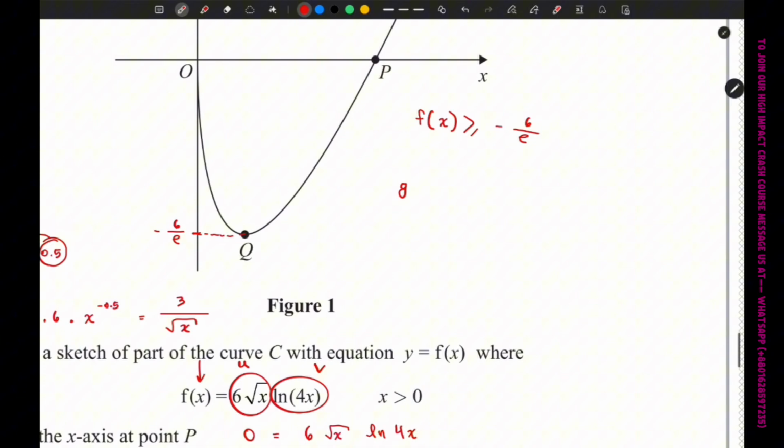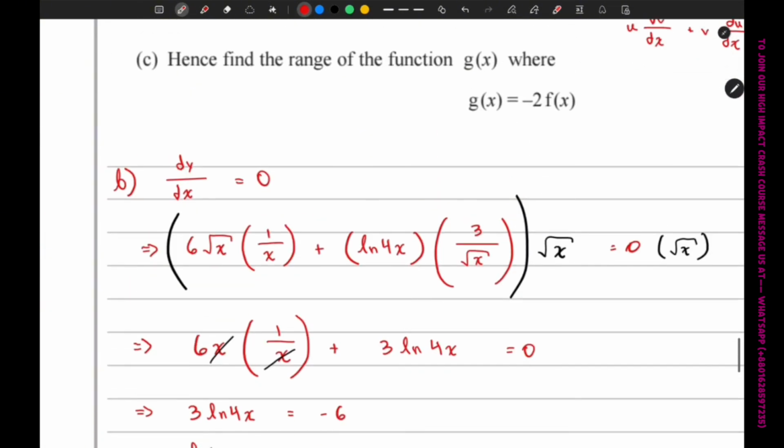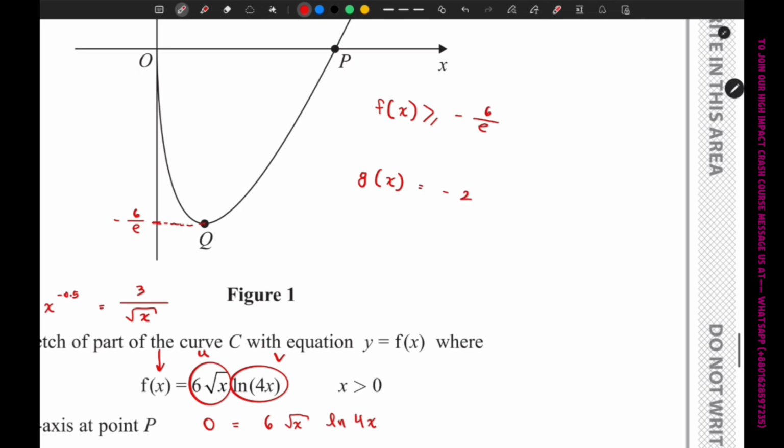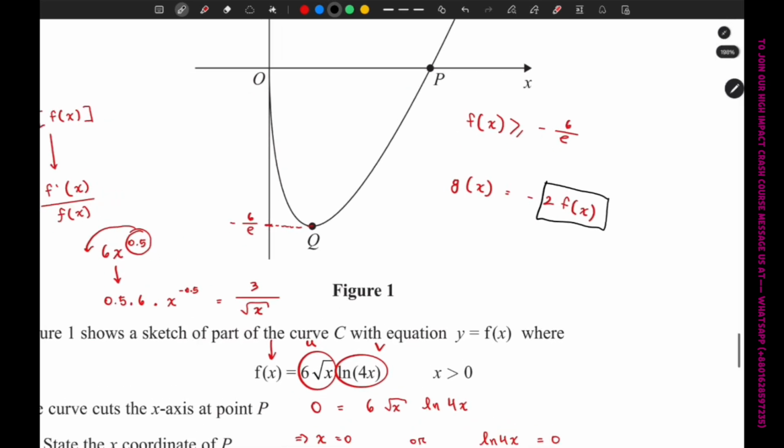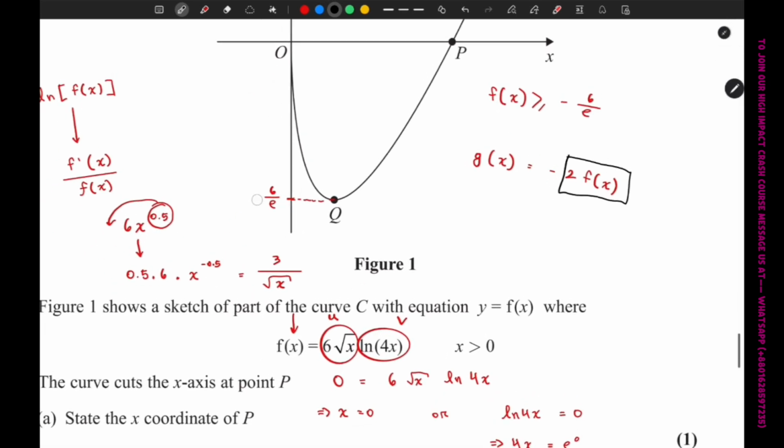Now g(x) is a function such that g(x) is equal to -2 f(x). So first of all, let's just consider this part, twice of f(x), which means that the y coordinate is doubled. So the new coordinate of Q will be -12 over e.